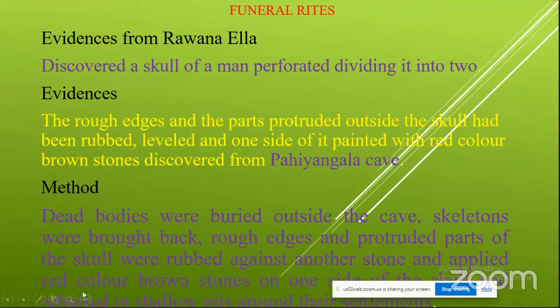After that, one side of the skull had been painted red with brown stone. There are red-colored brown stones that they can find from the ground. They grind them, and after that they paint the skull using those brown stones, and then they rebury these skeletons in shallow pits around their settlement. So this is the funeral rite of Stone Age man. So that also you can write under the lifestyle, the funeral rites.